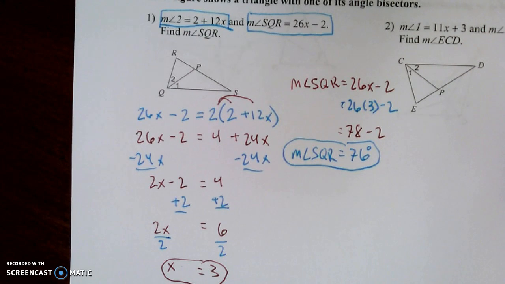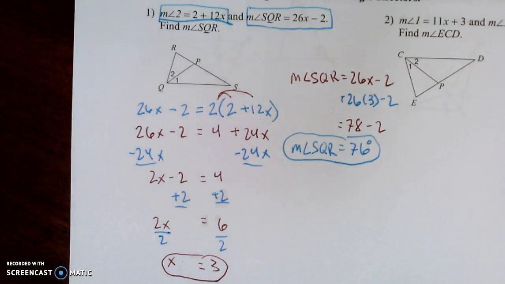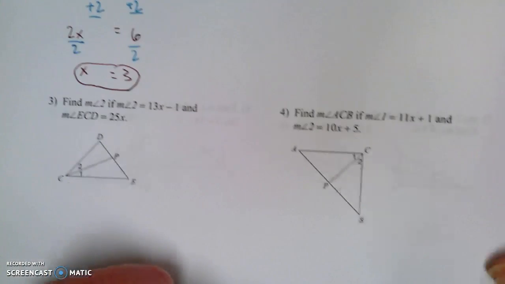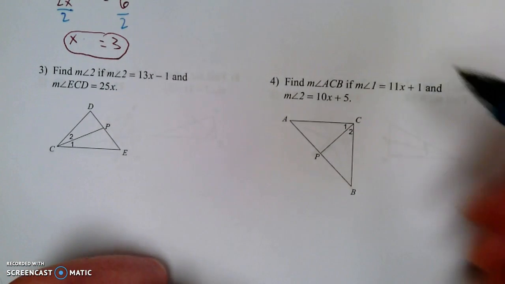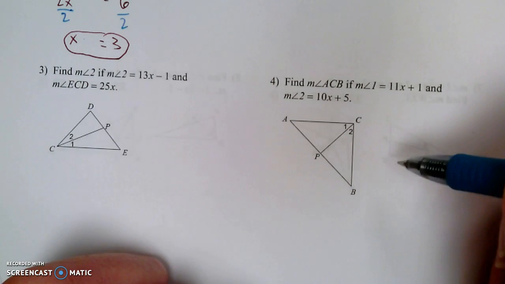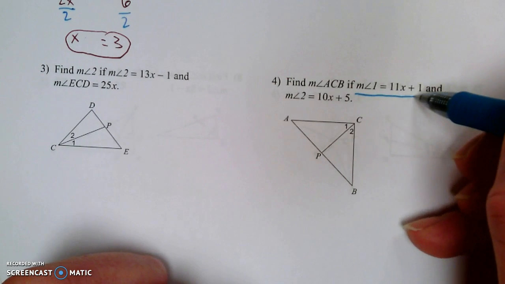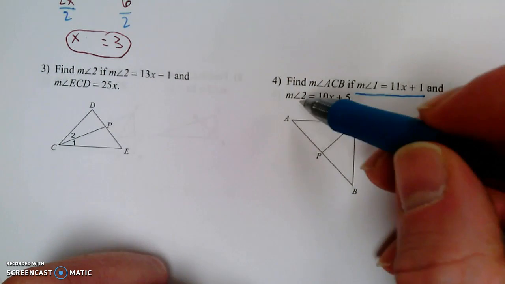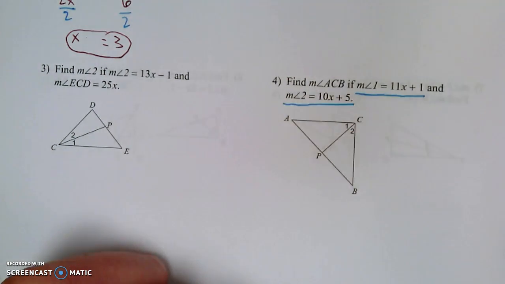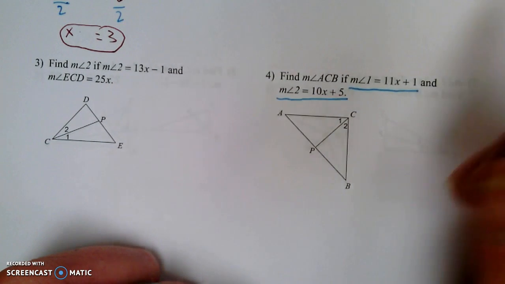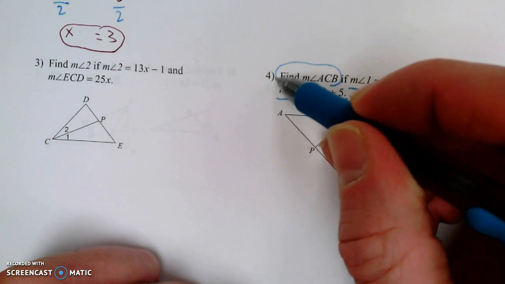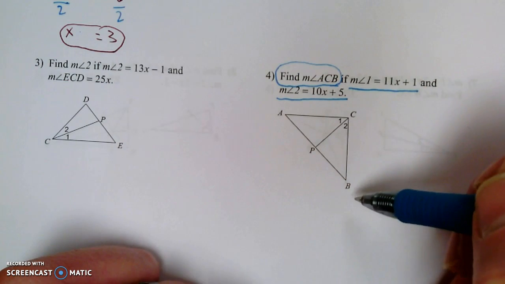Let's take a look here and do another one. Okay, let's actually do number 4 because it's slightly different. Down here, this time, we're given an expression for the measure of angle 1 and the measure of angle 2. And we're asked to find ACB, and that's actually the large angle.